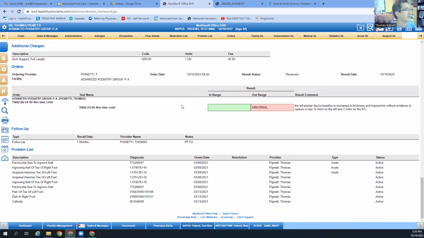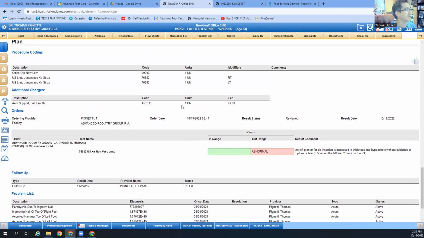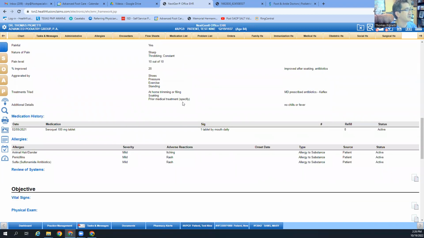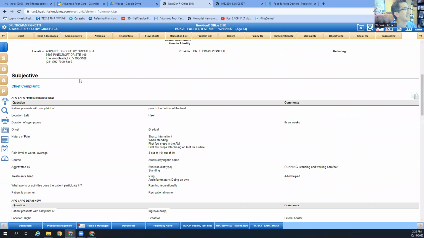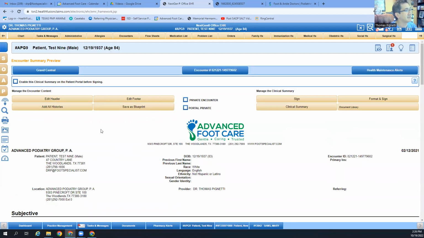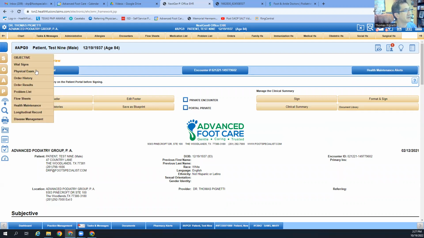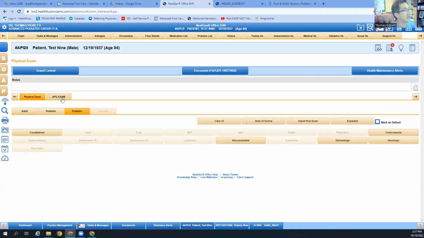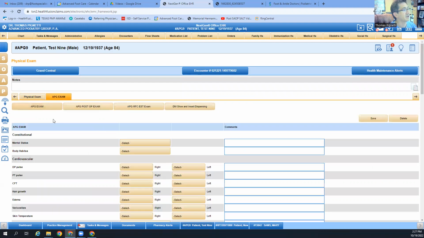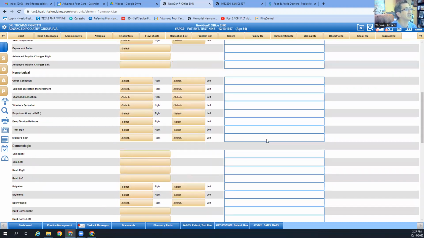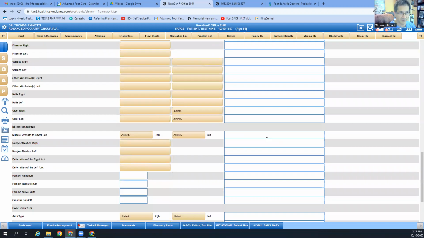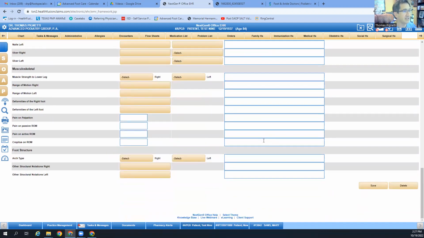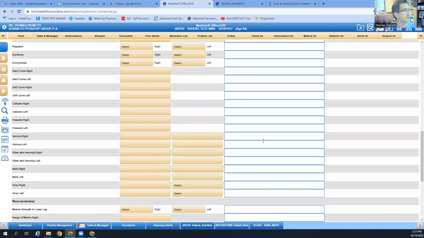I'm going to take a couple of things off over here quickly. No, honestly, we're just going to go to the exam. So we've already done our history, and now we're going to the physical exam. We go into the objective physical exam, and the APG exam is our kind of workhorse for this. You can see it's a long form. We use it for lots of different things. Not everything needs to be mentioned also.